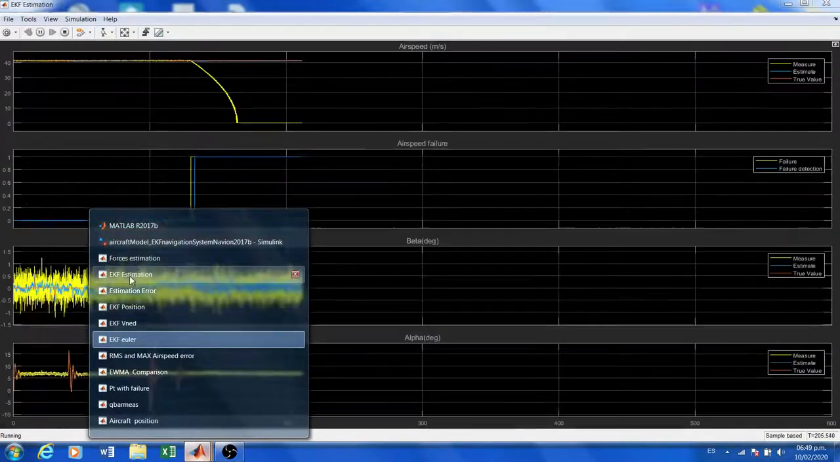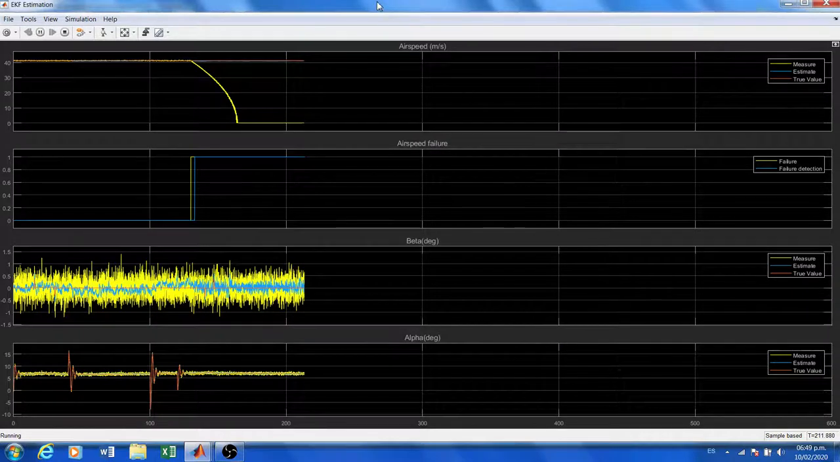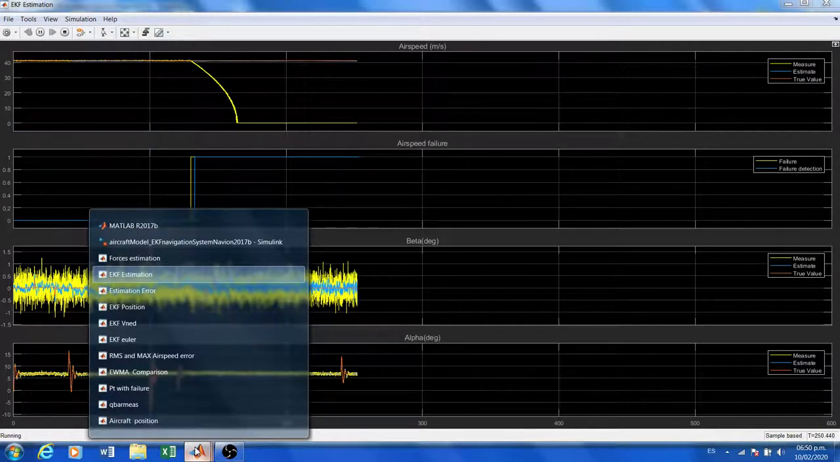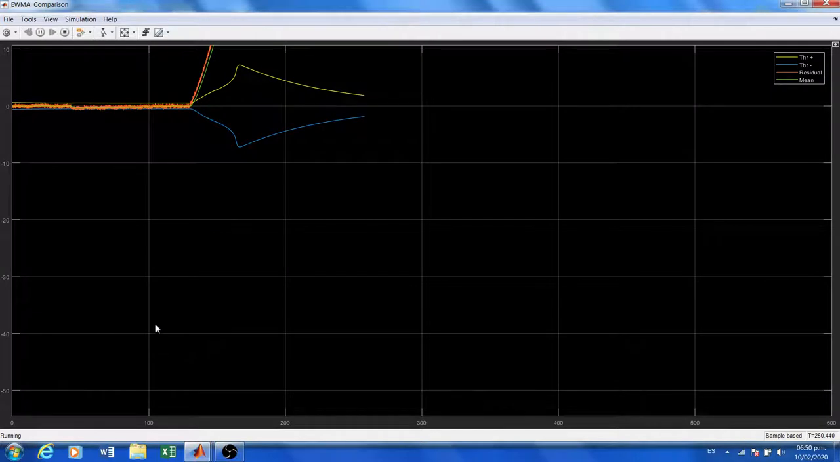Okay, let's return to this graph. In the rest of the maneuvers, the pitot tube will be crazy, and we will be flying with the estimation. The estimation value will work fine. Okay, what other graph can we see here? The fault detection. Let's scale the graph.